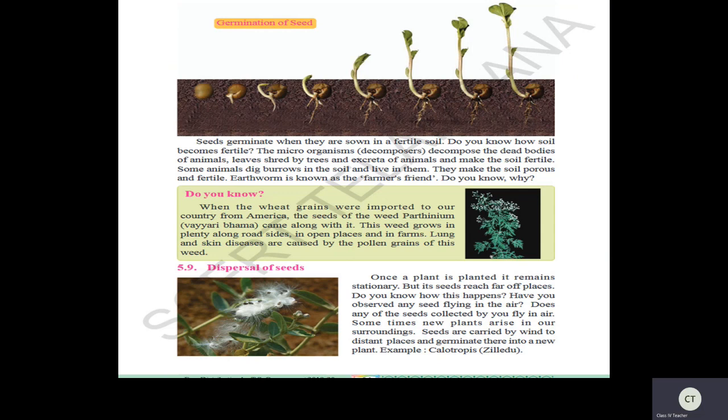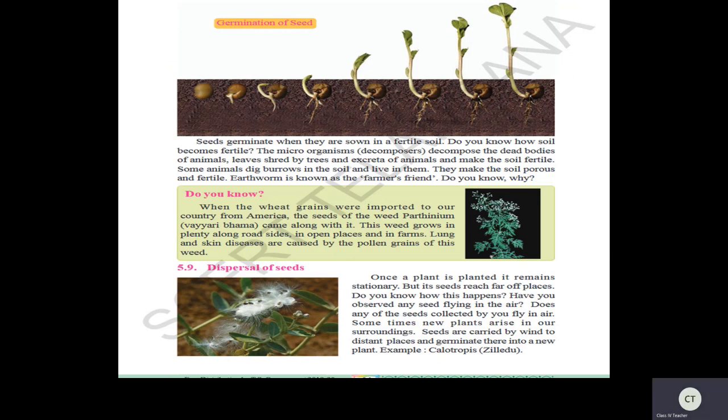So all this we have studied, right, children? How will the seeds reach far off places? Yes, with the help of different mediums like water, air, animals. All this we have seen, right? Let us recall once again.